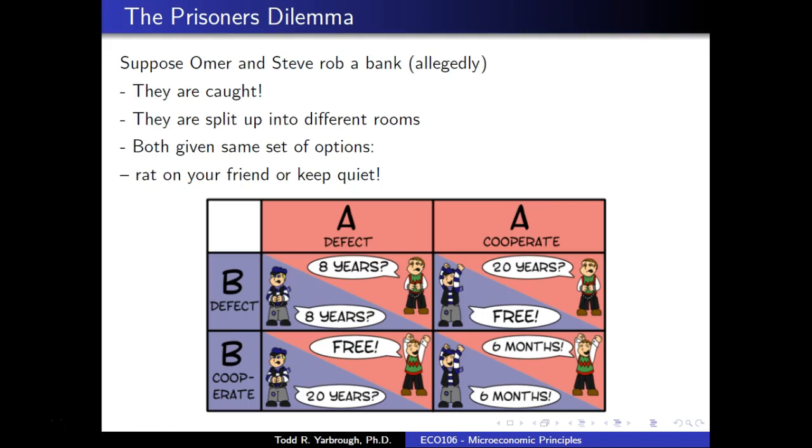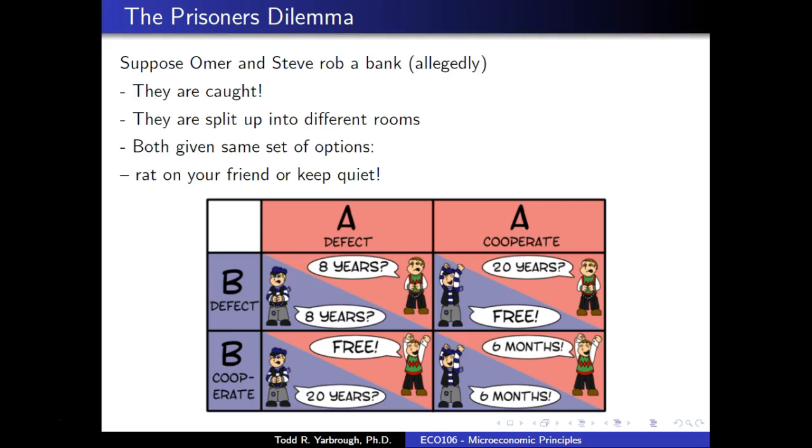And then, of course, there are also the options for one of them to defect, that is, rat on the other person while the other cooperates. And again, we can see the various outcomes. So if they both rat on each other, then they both go to prison for 8 years. If they both are honest, if they both don't rat on each other, they go to jail for only 6 months. And then, of course, we can see the other outcomes of that.